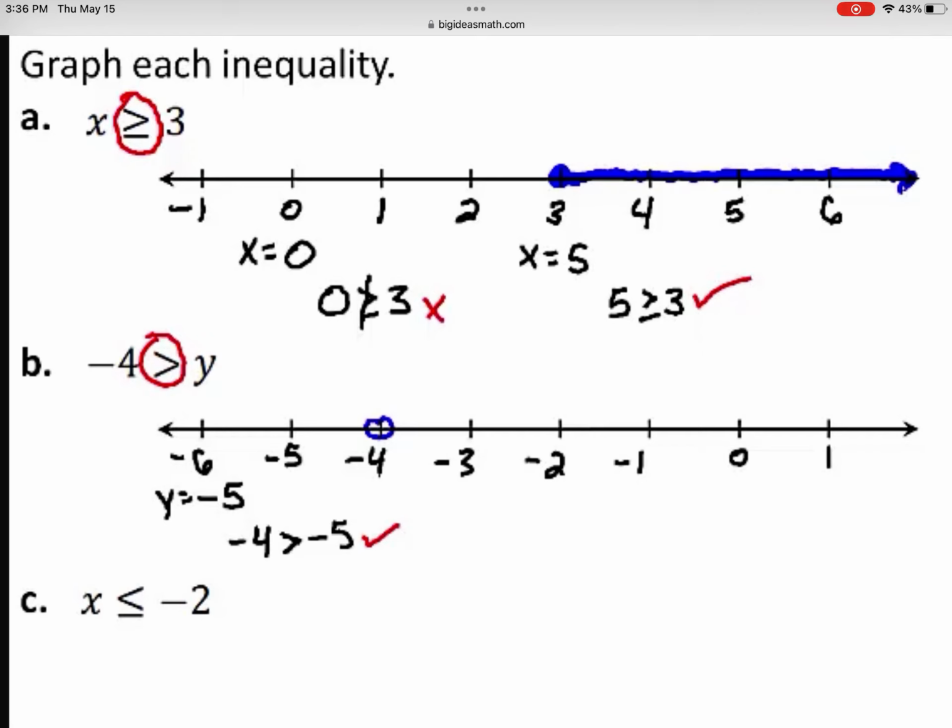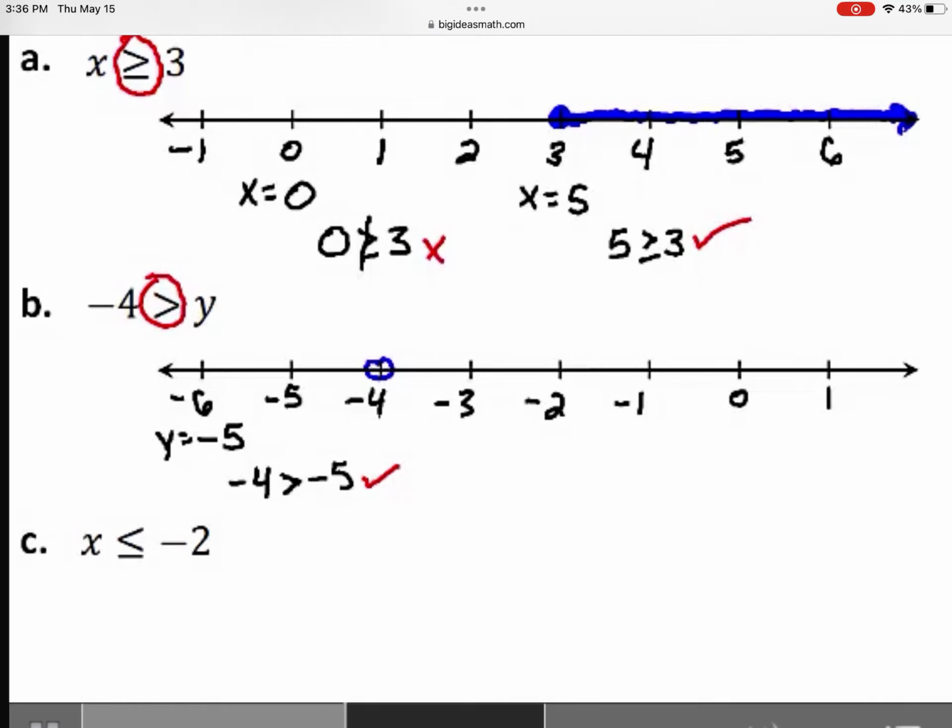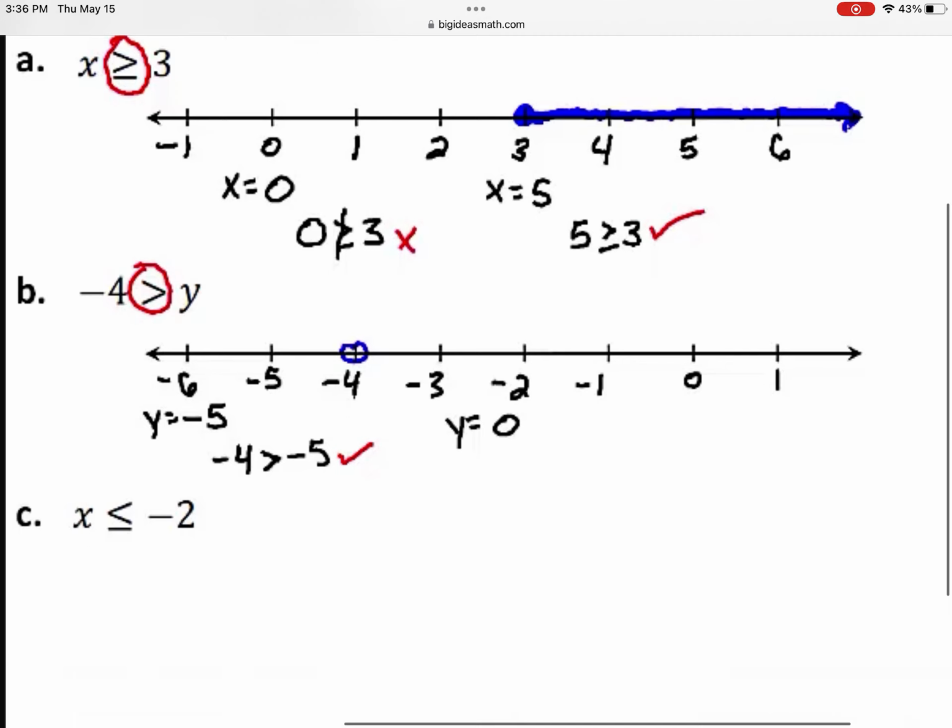Now test a number to the right of -4 on the number line, such as y equals 0. To test y equals 0, substitute 0 for y in the inequality. Because -4 is not greater than 0, y equals 0 is not a solution. So shade the number line to the left of -4.